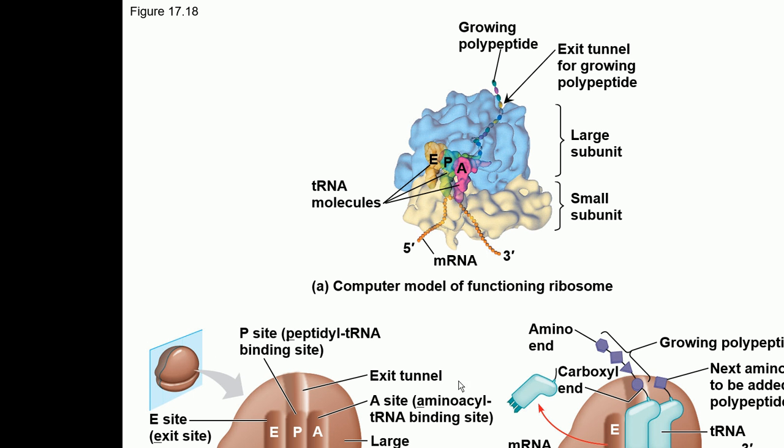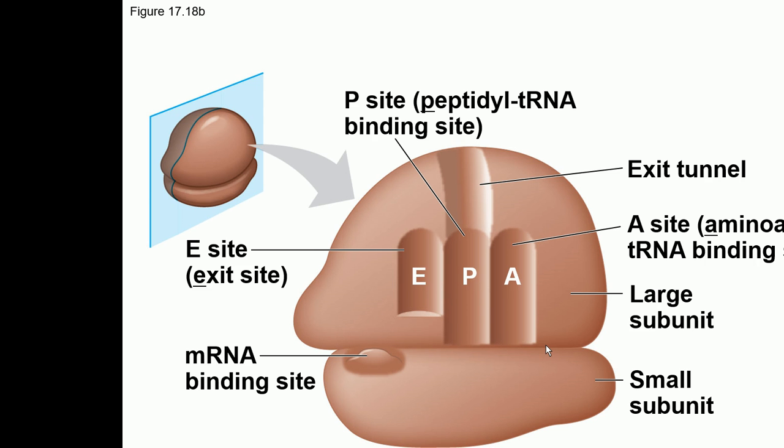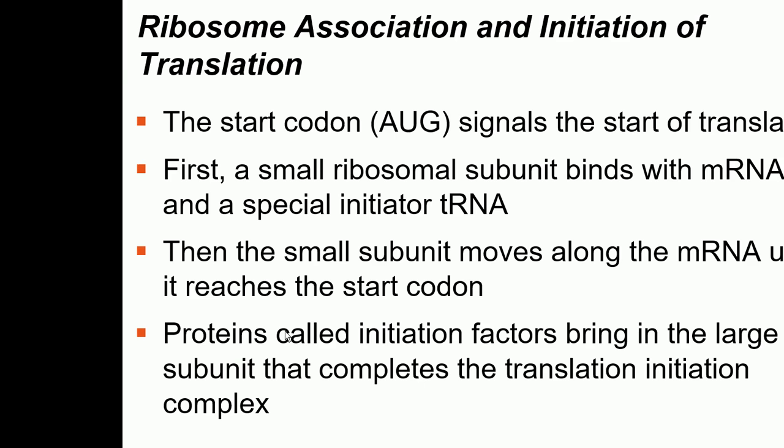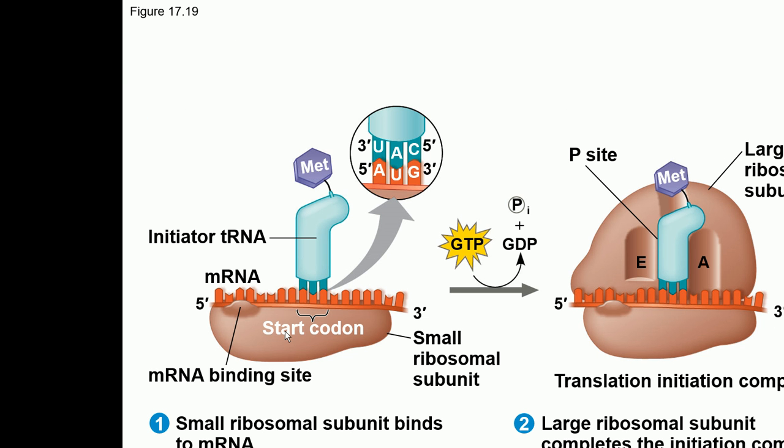Okay, there are three stages of translation: first initiation, then elongation and termination. Every stage requires some protein factors, and energy is also required, of course. Let me first talk about the initiation step. As the mRNA comes out of the nucleus, in its fully matured form, it binds to the smaller subunit of the ribosome.